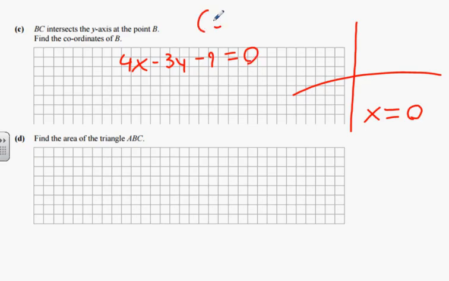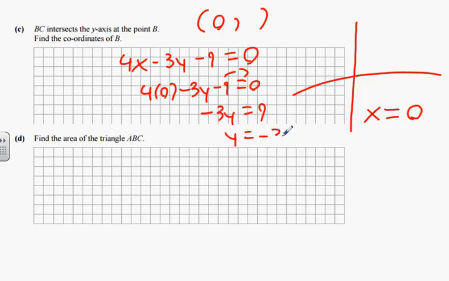Coordinates. You want an x value and a y value. We know the x value has to be 0. We find the y value. So it's going to be 4 times 0 minus 3y minus 9 equals 0. Minus 3y equals 9. y equals minus 3. Why does the x value have to be 0? Because on the y-axis, the x value is always 0, no matter what point you pick. Likewise, on the x-axis, the y value always has to be equal to 0.